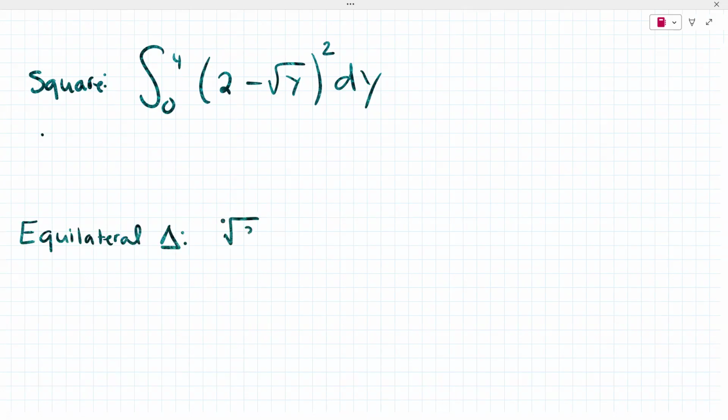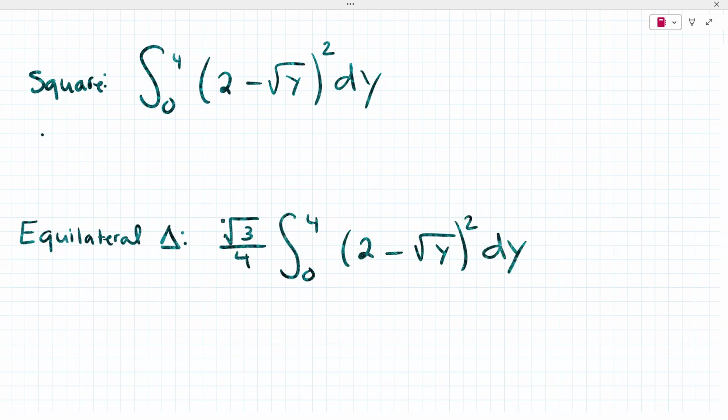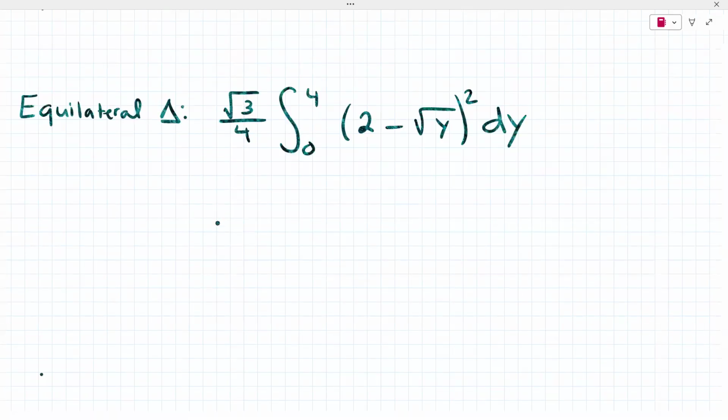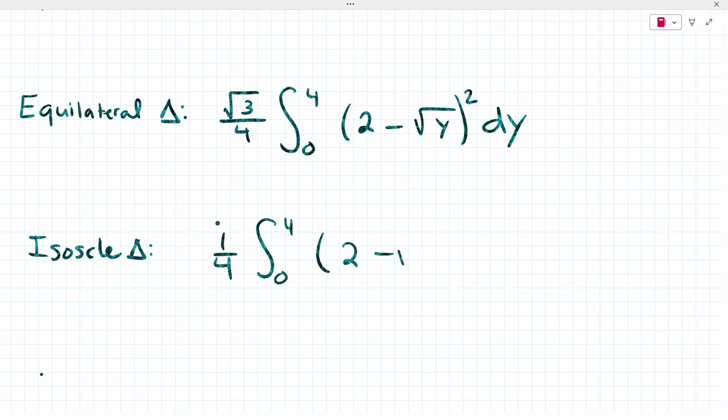It's going to be square root of 3 over 4 from the integral 0 to 4 of (2 minus radical y) squared dy. Okay, then what about an isosceles triangle? It's going to be 1/4 from the integral 0 to 4 of (2 minus radical y) squared dy.